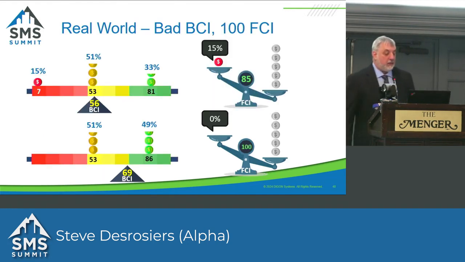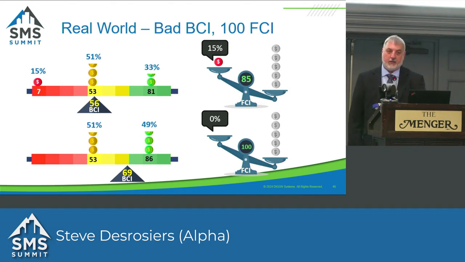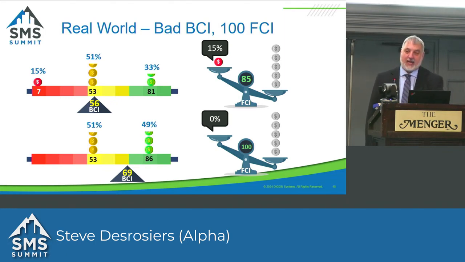Okay, so I want to show you what can happen when you're in this situation. I've taken this building, and at the top is the same plot that was in the previous page. And if I took that 15%, that red coin, and fixed it, it's going to shift the green column. The green column now becomes 49%, and the FCI shifts from an 81 to an 86. And our BCI slides to a 69, which is still failing.